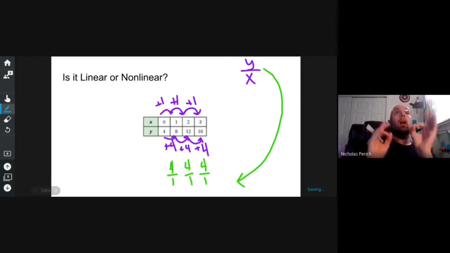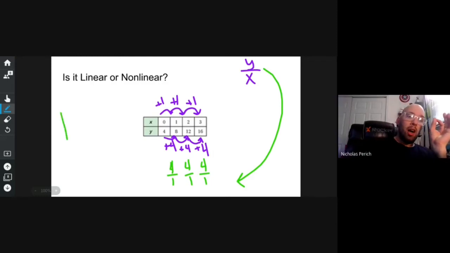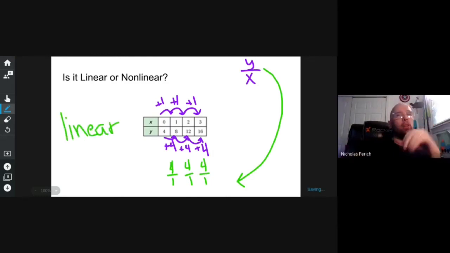What I'm doing, again, is finding the pattern for my x's and finding the pattern for my y's. And if the y over x is the same every time, I'm good. I got 4 over 1 and 4 over 1 and 4 over 1. So it stayed the same. Is this linear or nonlinear? It's linear because the pattern didn't change.